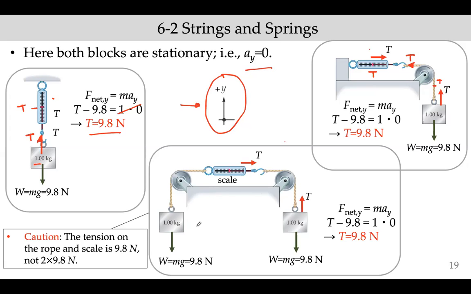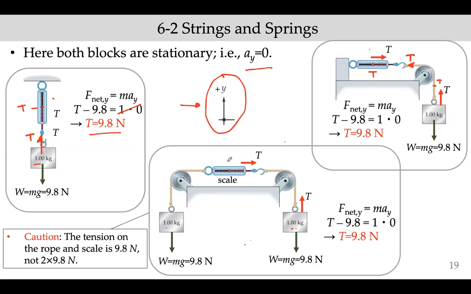If you have this setup, you can see that it's 1 kilogram here, 1 kilogram here. Obviously, this will not accelerate, right? Because the forces are equal. So just like I said before, you have to focus on one object at a time, either this block or this block. You cannot think of both of them together. So for the free body diagram, let's concentrate on the one on the right.